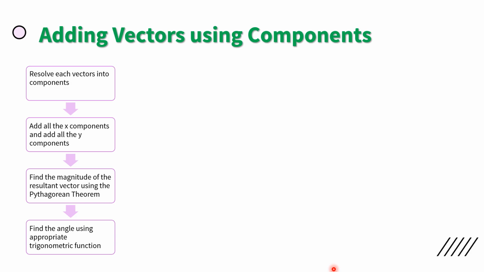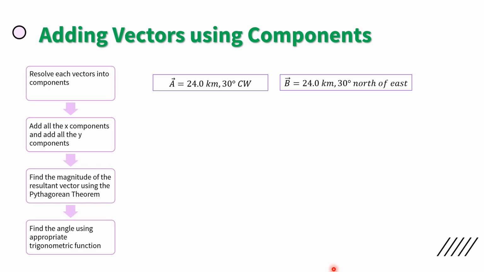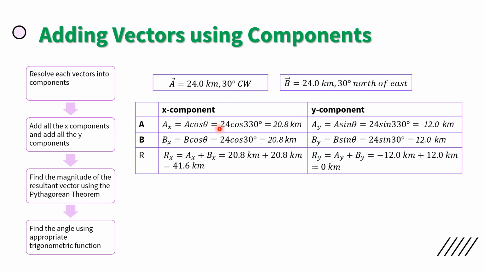So for example, if we are given two vectors, we first resolve each vector into components. For example, we have vector A, which is equal to 24 kilometers, directed 30 degrees clockwise from the positive x-axis. And we have vector B, which is 24 kilometers, 30 degrees north of east. So we have to resolve each of these vectors into its components. This means that we should get the x and y components of each vector.